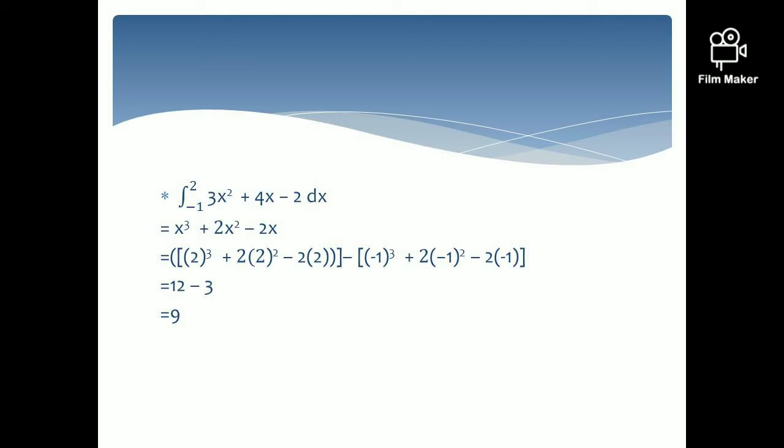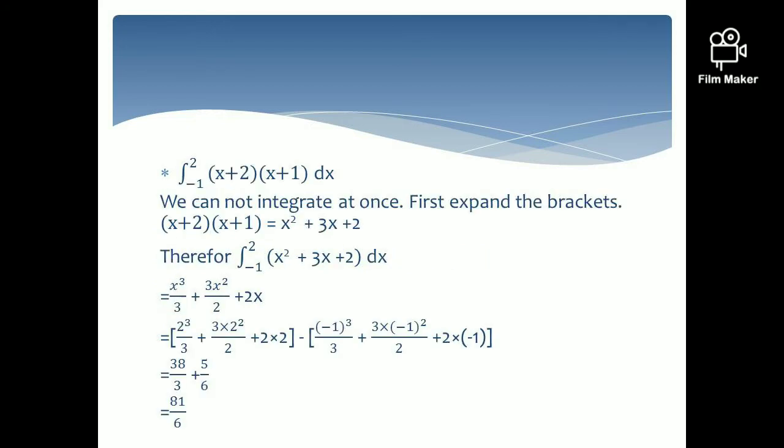I have done step number 2, 3, 4 at once. If you substitute the upper boundary 2 into the expression x cubed plus 2x squared minus 2x, you receive 2 to the power 3 plus 2 times 2 to the power 2 minus 2 times 2. That is the substitution of 2 into the expression x cubed plus 2x squared minus 2x. Minus, then you have to substitute the lower boundary. The lower boundary is minus 1. If you substitute into x cubed plus 2x squared minus 2x, you will receive minus 1 to the power 3 plus 2 times minus 1 to the power 2 minus 2 times minus 1. Then if you simplify this, you receive the answer 9.